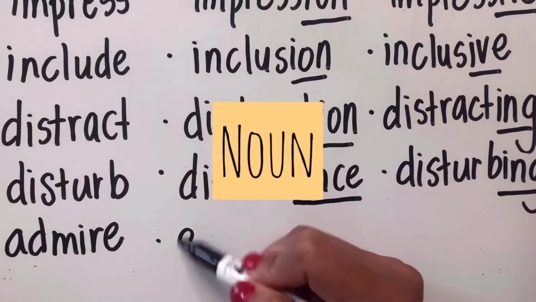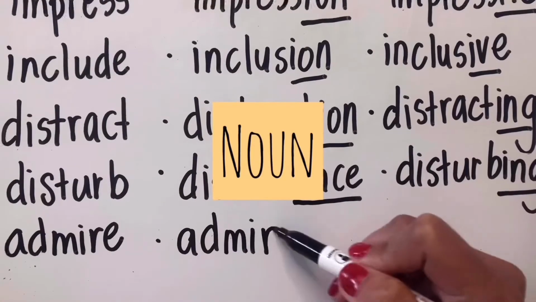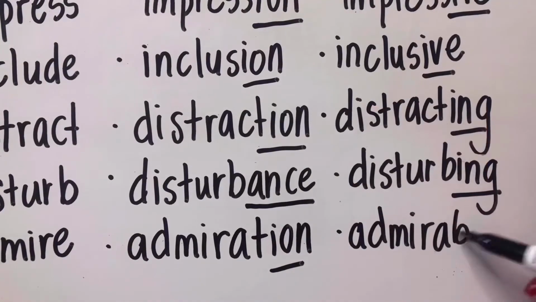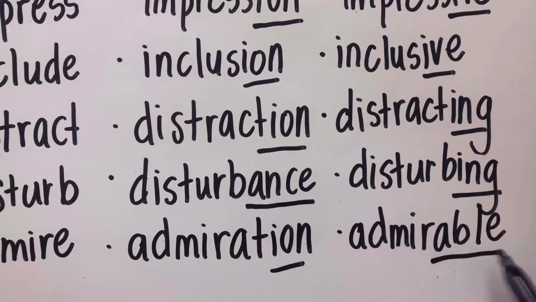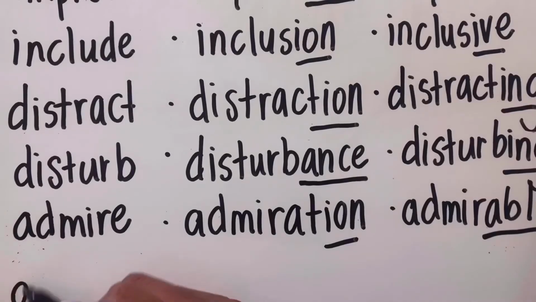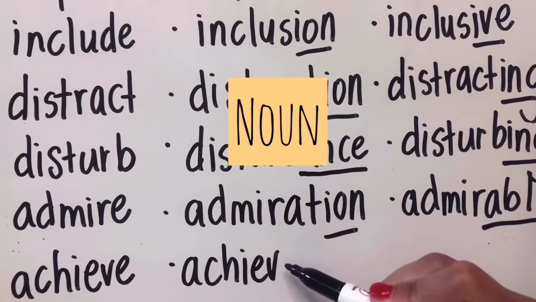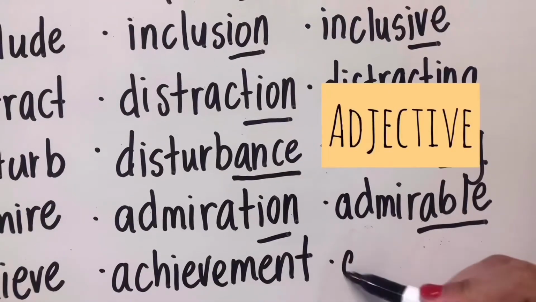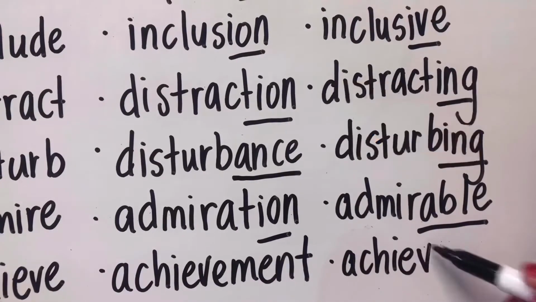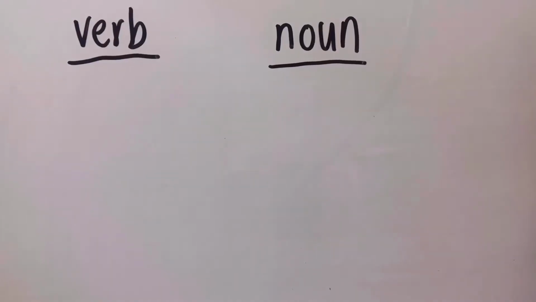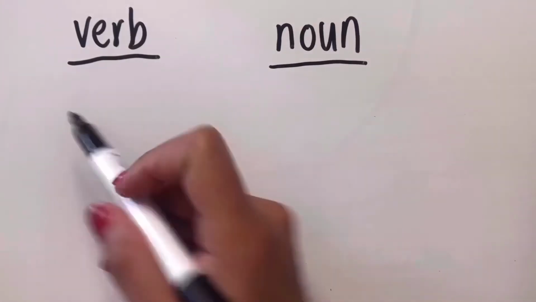I can admire. As a noun, I would say admiration. As an adjective, I would say admirable. Someone or something is admirable. So it ends in ABLE. I can achieve. A great achievement. If I were to describe grades, I would say they were achievable. I can add the ABLE. Let's take a look closely at the way these words end and how they are spelled a little bit different when turning from a verb to a noun.